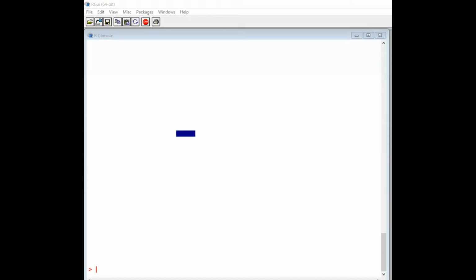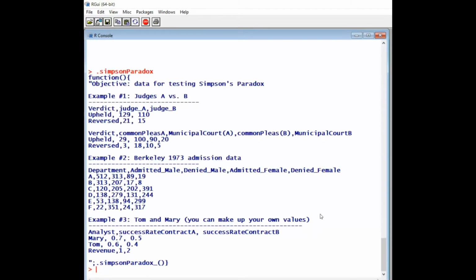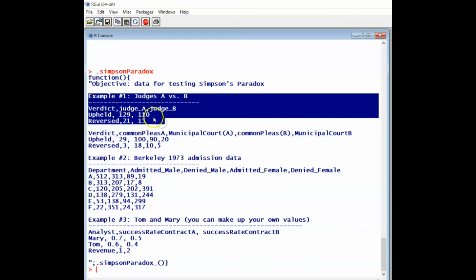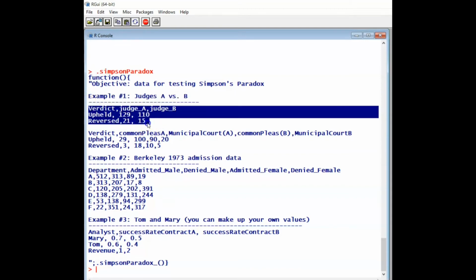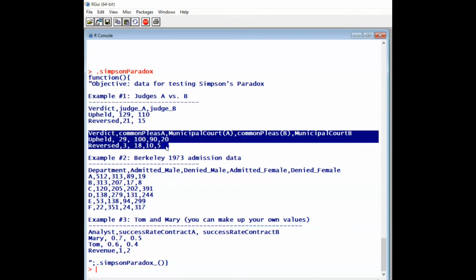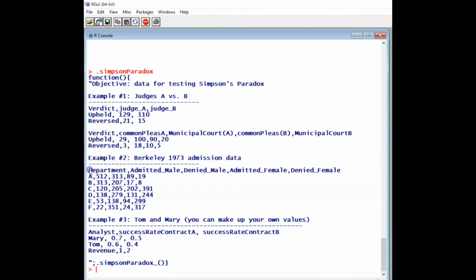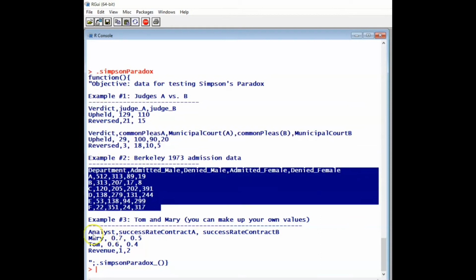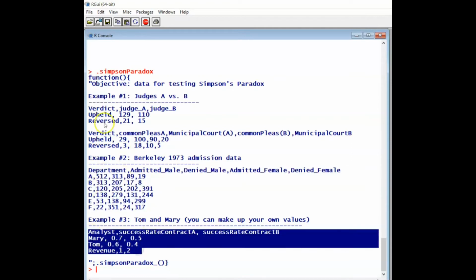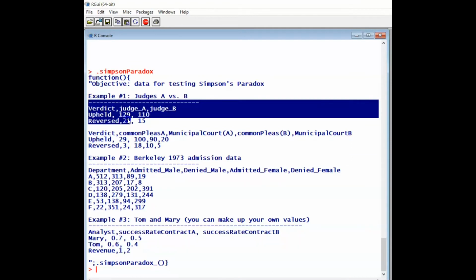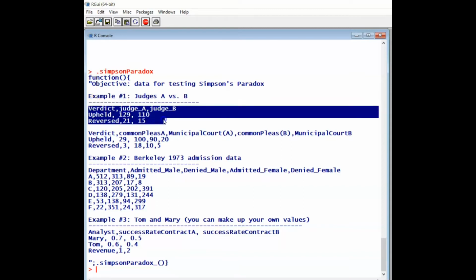Here we try the first method to get the data. Simply type .Simpson. Then you get data. So actually we have 3 data sets. Example 1, so this one. Aggregate data, and this is unaggregated data. Example number 2, and we are going to copy this part, and example number 3, we copy this part. The first one, let's copy it twice. So this first one is aggregate data.